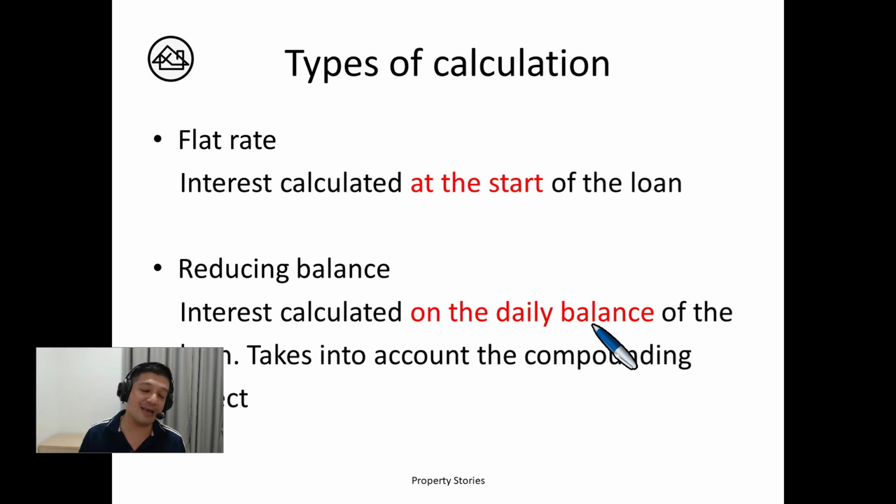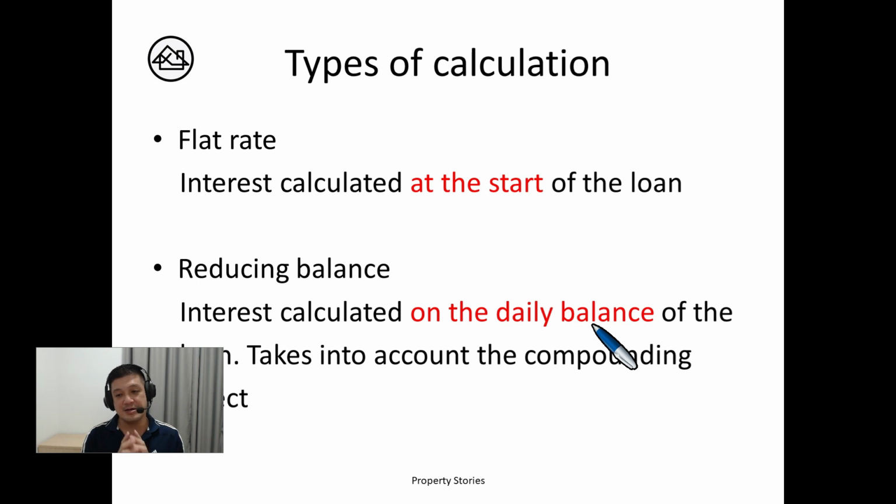Monthly rest, as the name implies, they will calculate only once. Monthly rest, once. So if you want to save money, of course, you want daily rest, because for monthly rest, anywhere you put in the money, they don't count. They will count the whole full month, doesn't matter if you put in extra money inside.